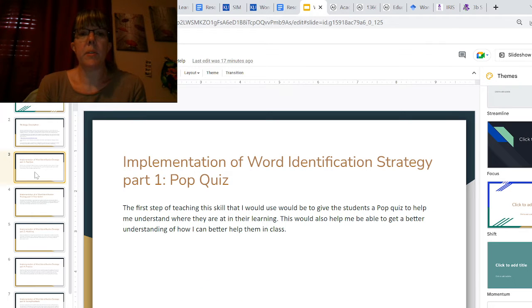The implementation of word identification strategy part 1, pop quiz. The first step of teaching this skill that I would use would be to give the students a pop quiz to help me understand where they are in their learning. This would also help me get a better understanding of how I can help them in class.